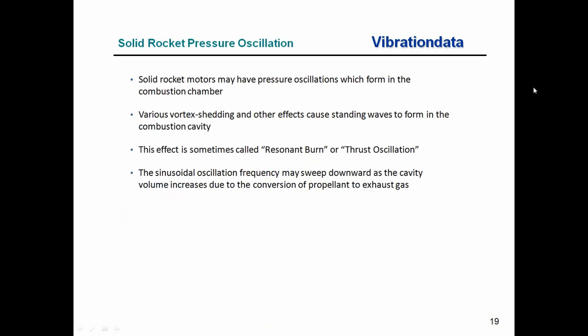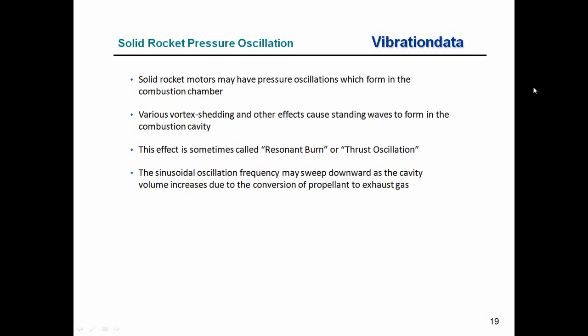Let's talk about solid rocket motors here. Now, solid rocket motors can have pressure oscillations in the combustion chamber. So think of the combustion chamber or chambers inside a solid rocket motor as behaving like an organ pipe. In order to excite an organ pipe, we have to pump air through it. Well, in the case of a rocket motor, the propellant is burning and hot exhaust gas is being generated under high temperature, high pressure.